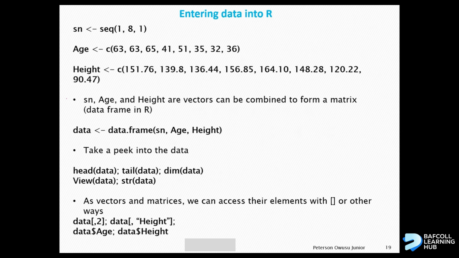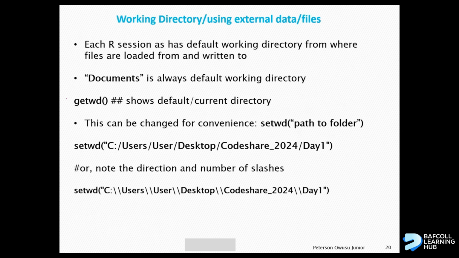Once the data is done, once the matrix is set, we can look at different aspects or parts of the matrix by using a number of approaches. We can look at the specific location of the object, or we can use the names, or we can bind them together. So all of these, we'll go through them. I just want to give an overview of that.